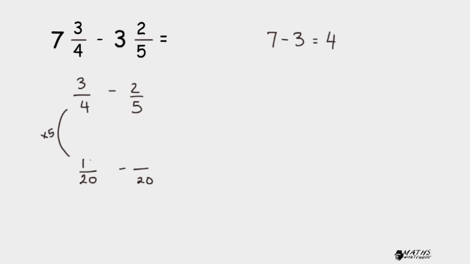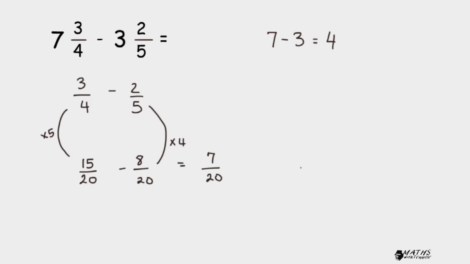3 times 5 is 15. 5 to 20 times by 4. 2 times 4 is 8. 15 over 20, take away 8 over 20. 7/20. Again, this answer, 7/20, is 3/4 take away 2/5.